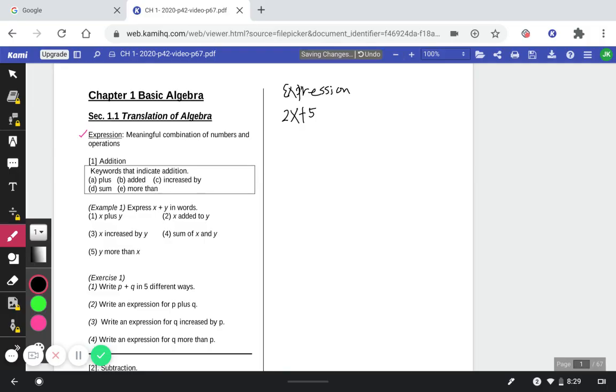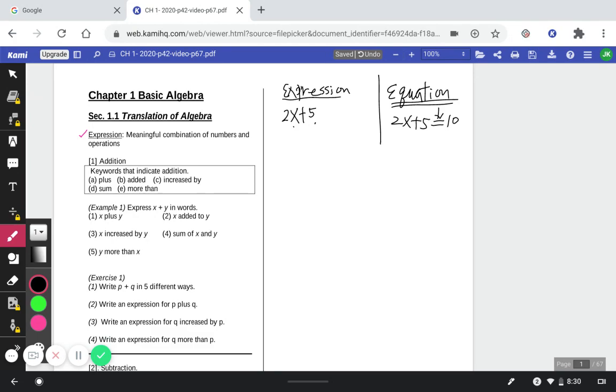Now compared to an expression, many times there is something called an equation. An equation is when you have an expression equal to, let's say, some number or letters. Then we call it an equation because you have an equal sign on it. An expression does not have an equal sign. It's just a meaningful combination of numbers and letters. Okay, so make sure everybody differentiates expressions and equations.